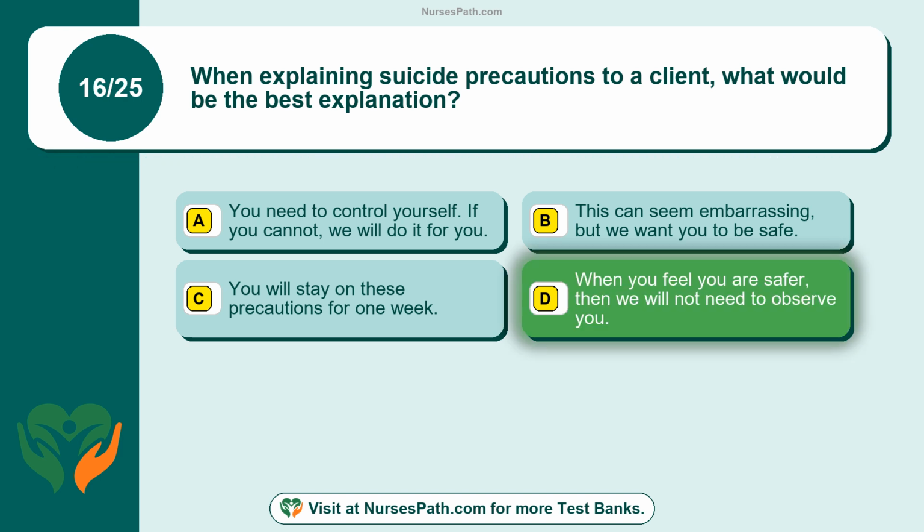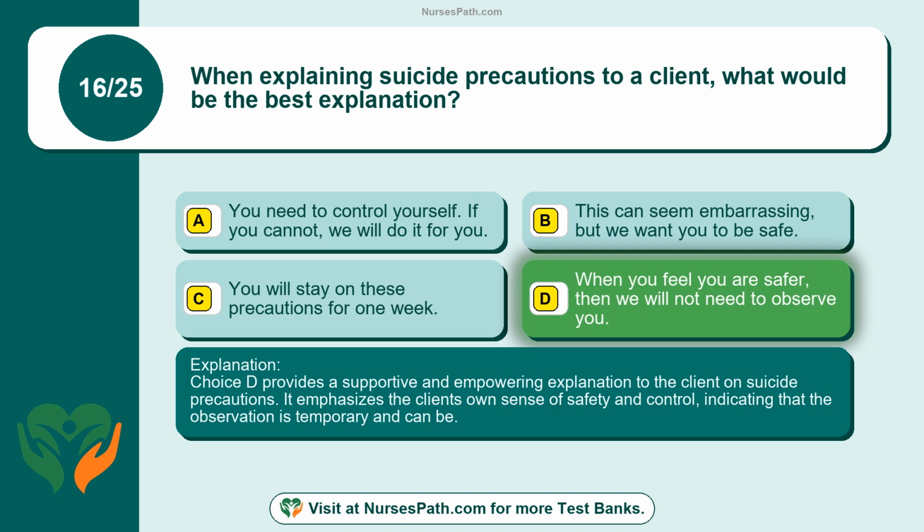The correct answer is option D. When you feel you are safer, then we will not need to observe you. Choice D provides a supportive and empowering explanation to the client on suicide precautions. It emphasizes the client's own sense of safety and control, indicating that the observation is temporary and can be.